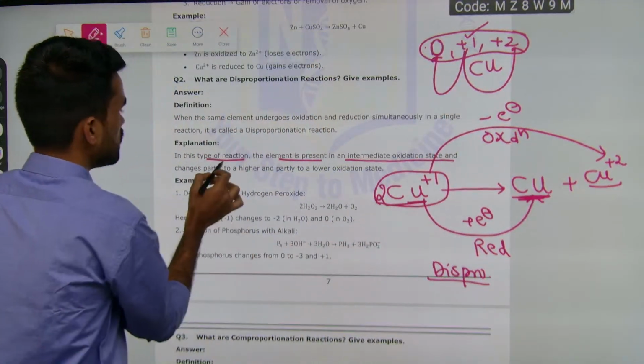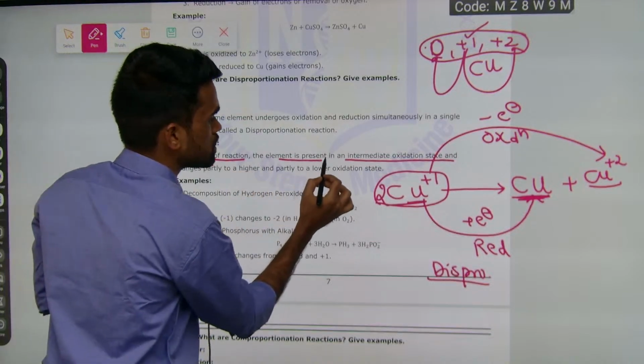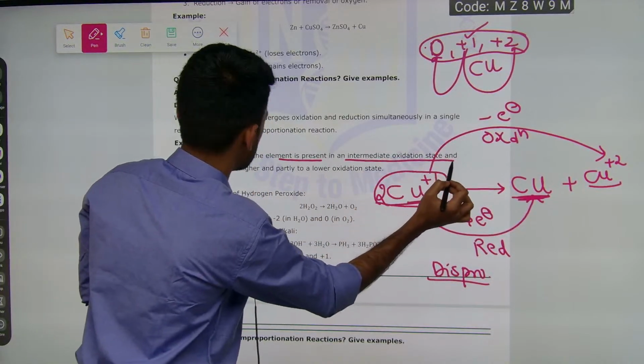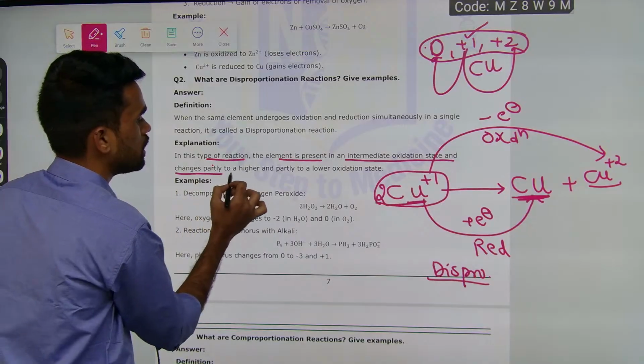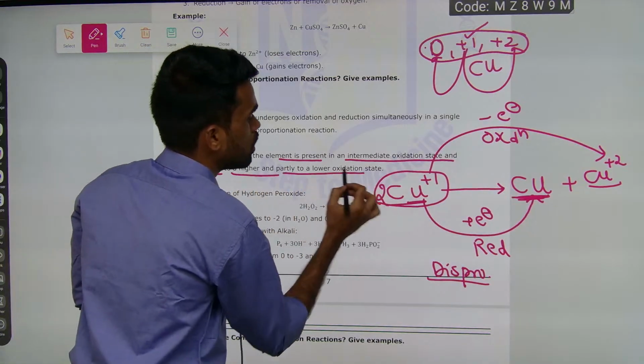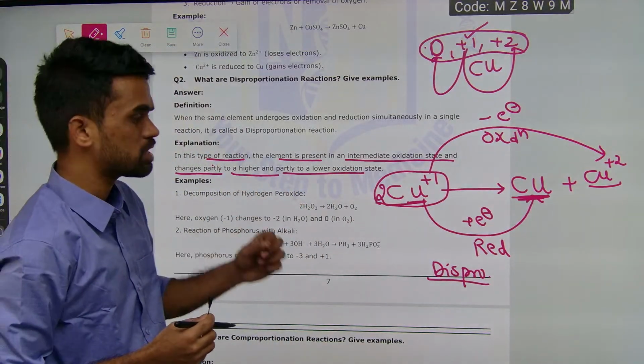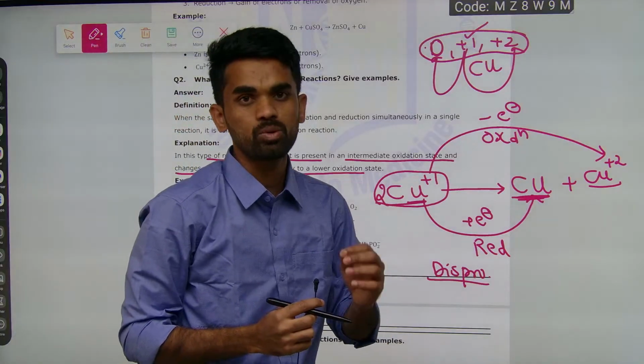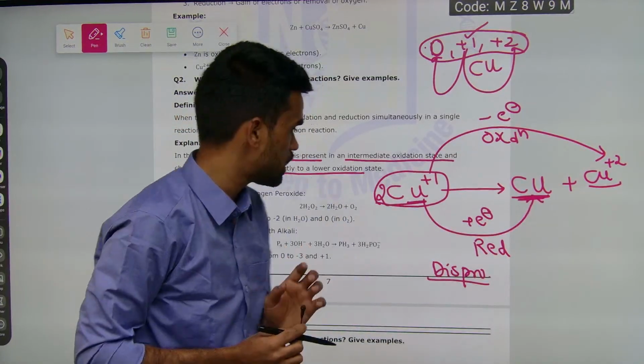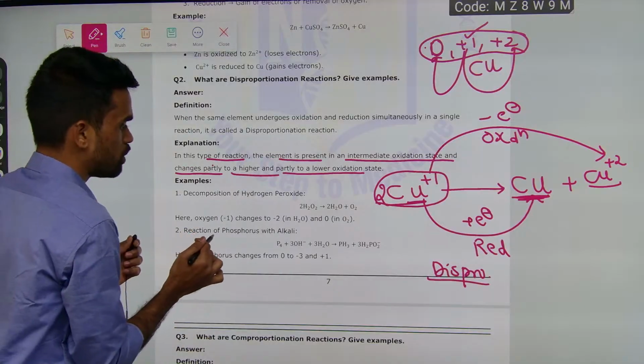So in this type of reaction, the element is present in an intermediate oxidation state and changes partly to a higher and partly to a lower oxidation state. Then those reactions are considered to be disproportionation reactions. Hope this is clear now, right? Let us see one more example here.